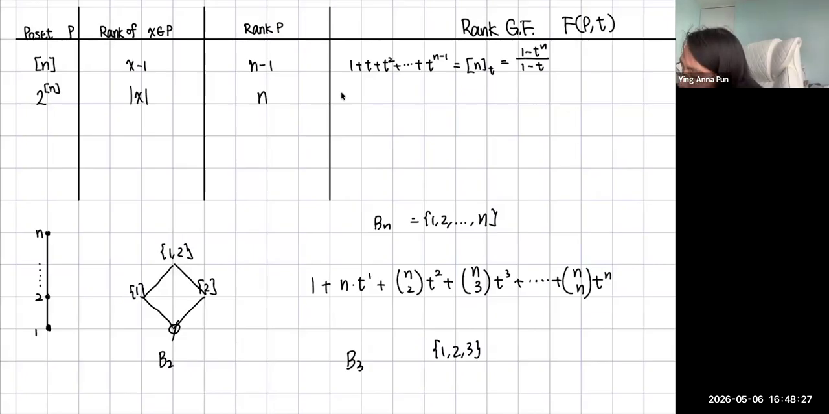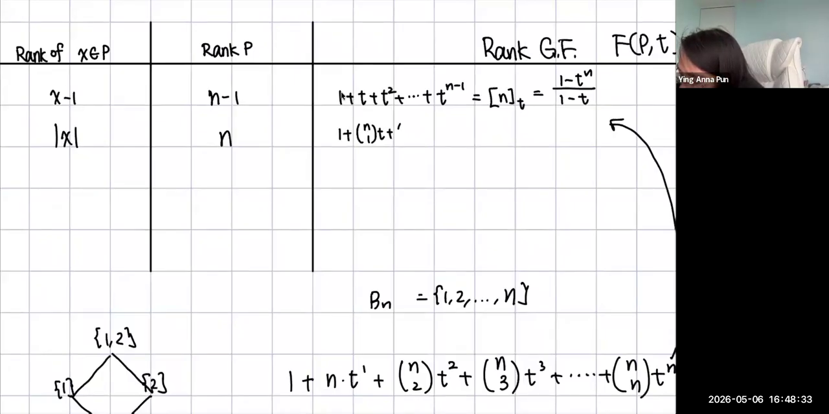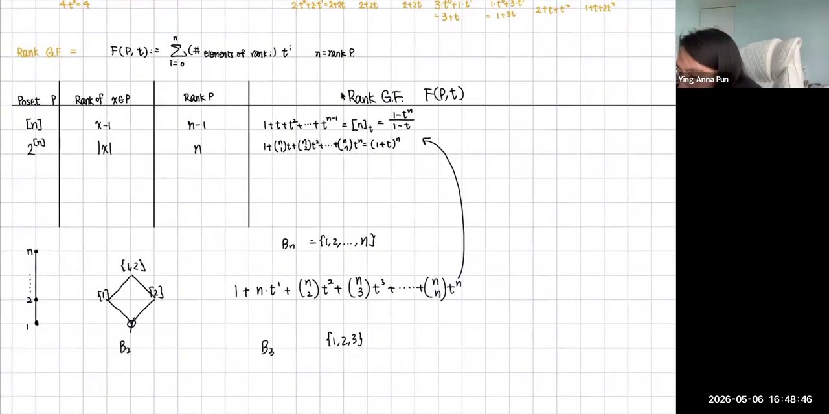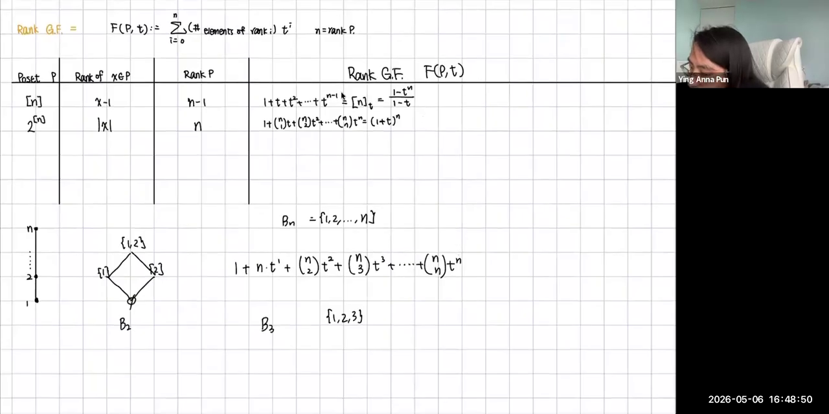So therefore, this is the rank generating function here. Let's record it here: 1 plus n choose 1 t, plus n choose 2 t squared, up to n choose n, t to the n. Of course, this is just (1 plus t) to the power n. So that gives you the Boolean algebra. Okay, so we have the generating function of these two.